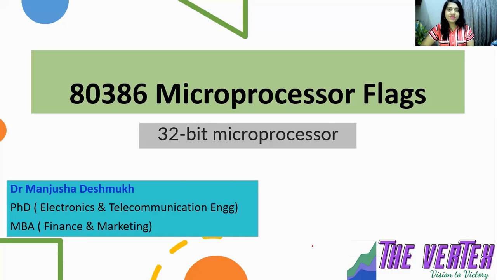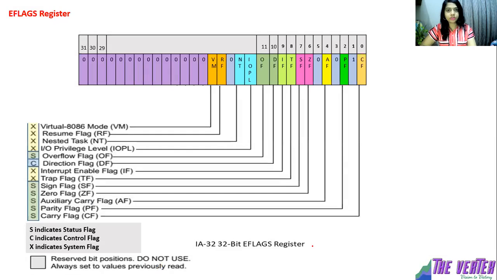Hello everyone. In this video, I am going to explain 80386 microprocessor flags. So 80386 is a 32-bit microprocessor. We have already learned the architecture of 80386. So there is an EFLAGS register. The register is known as the EFLAGS register.